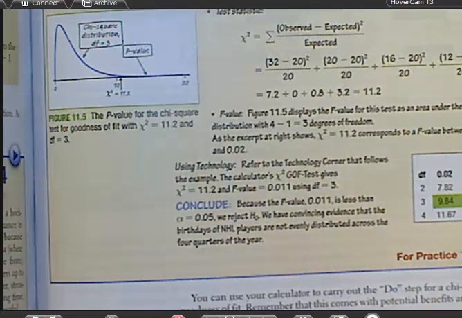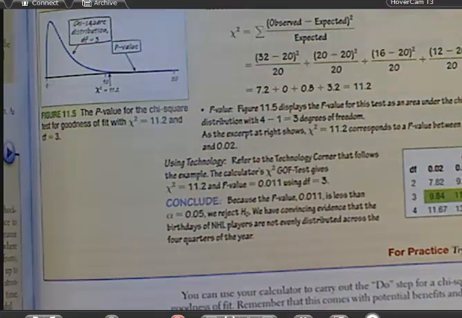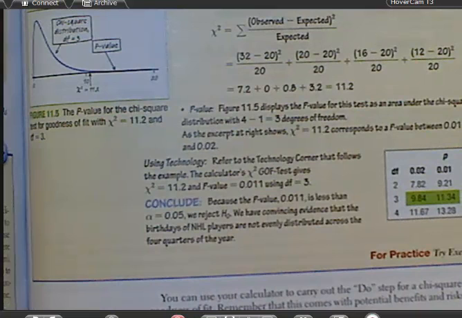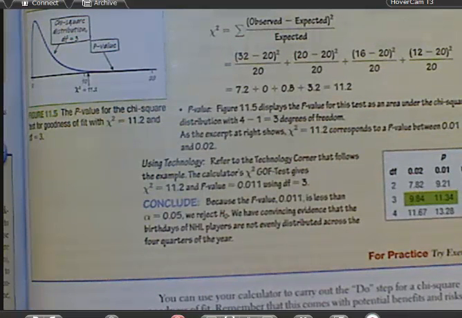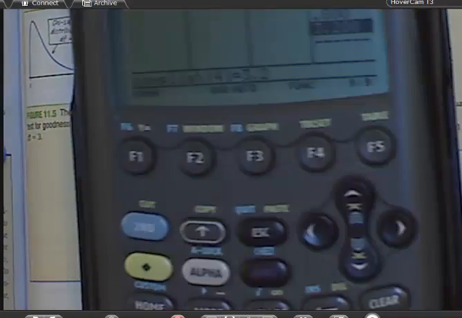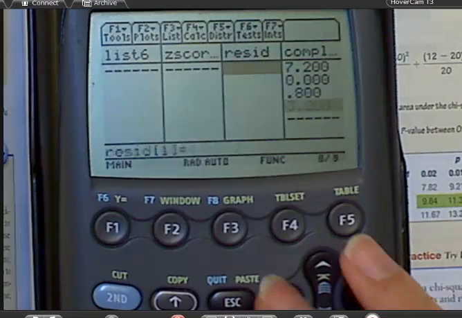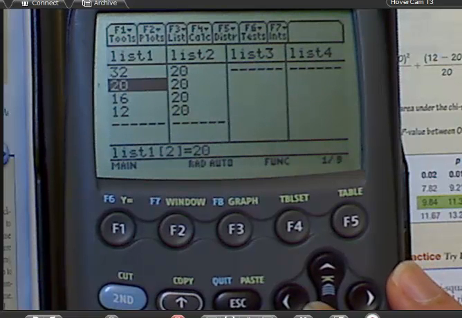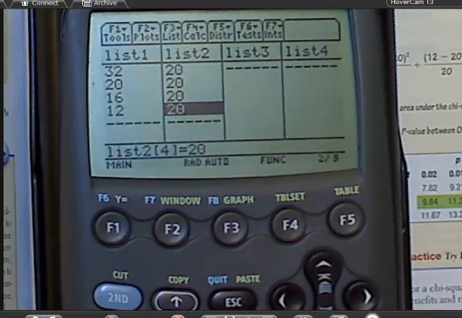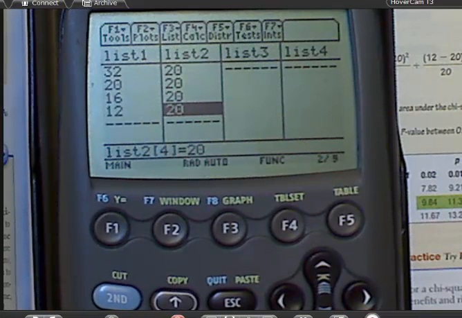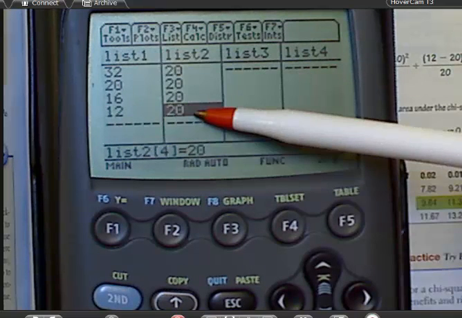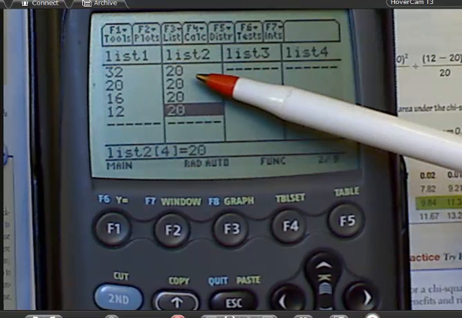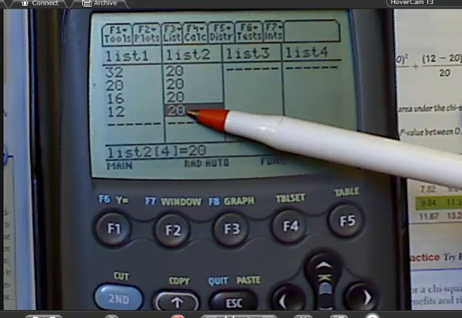So let's see it on the calculator. We go to our stats list editor like usual. And under list 1, I list the first quarter of the year, 32, 20, 16, and 12. Under list 2, I do the expected. And again, you are rarely given the expected. You're usually given proportions. Another common mistake in chi-square test is people put in proportions. These should not be decimal values ever in a chi-square test. So make sure you do 1/4 times the total 80 for each one. These numbers aren't always the same, only if we think it's evenly distributed, and here we did.